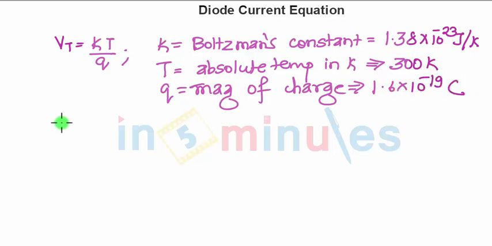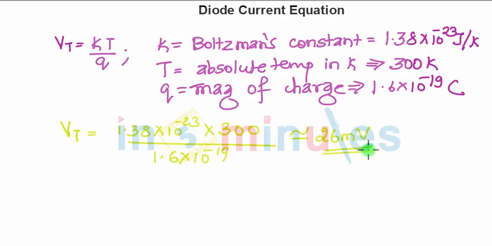Now when you substitute these values, what will you get for VT? K is 1.38 into 10 raised to minus 23, temperature is 300, divided by 1.6 into 10 raised to minus 19. So you will get approximately 26 millivolts. So the value of VT comes as 26 millivolts.